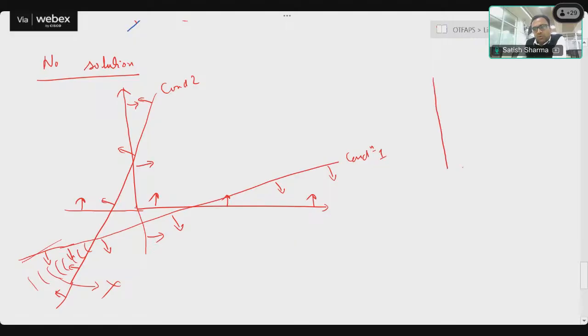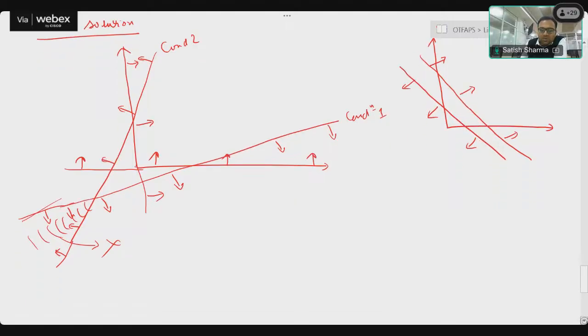Similarly, if I want to draw another diagram, let's say there are two lines. One line is this, another line is this, both parallel lines, and this one is saying that the solution should be in this direction. Another one is saying that the solution should be in this direction, and if they are parallel, they will never intersect, and you will not get any solution at all. So this is a no solution case.